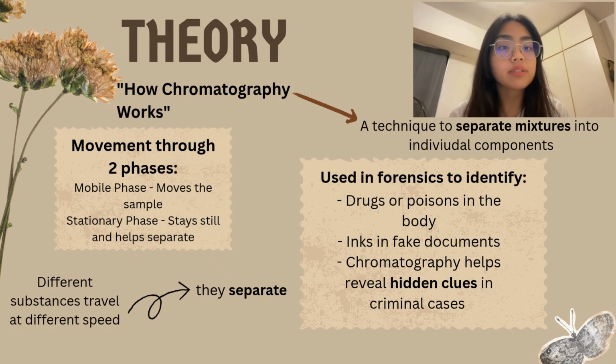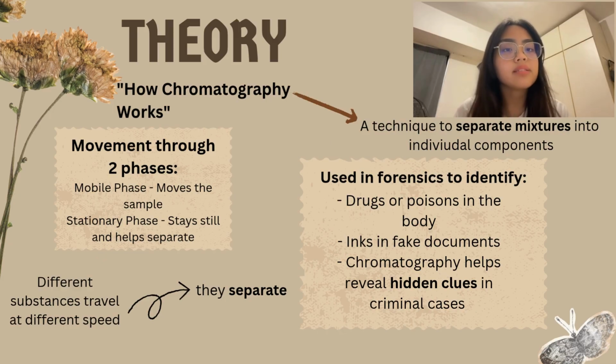Now let's talk about the theory. How does chromatography actually work? So basically, chromatography is a method used to separate mixtures. Imagine you have a sample with lots of substances in it. You will let it move through two phases. First is the mobile phase, which carries the sample, and the second one is the stationary phase, which will stay put and helps to separate the parts. Each substance will move at a different speed depending on its properties, and that is how we get separation.